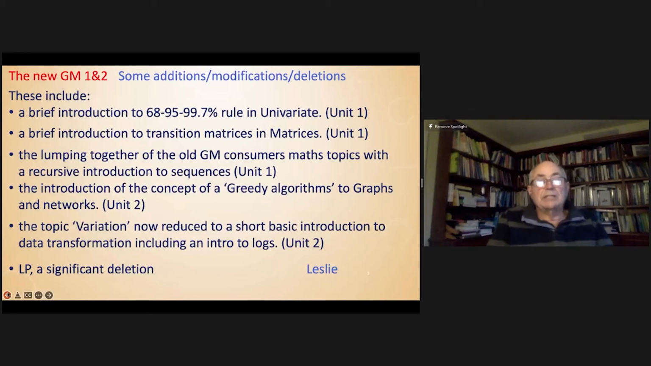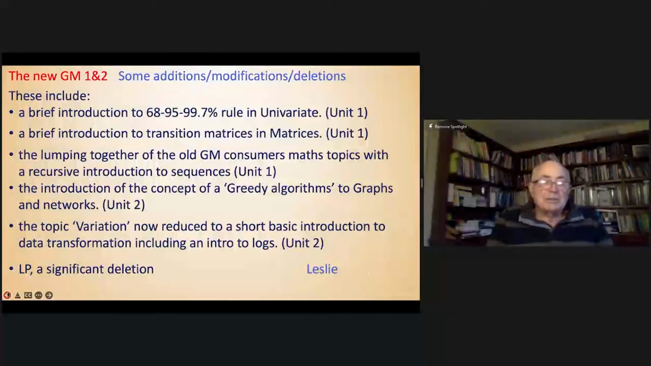Right, looking at G1 and 2, there have been some modifications, some additions, and some deletions, mainly little additions. The additions you might want to be aware of: in univariate, there's now a brief introduction to the 68% rule. In matrices, there's been included a brief introduction to transition matrices.